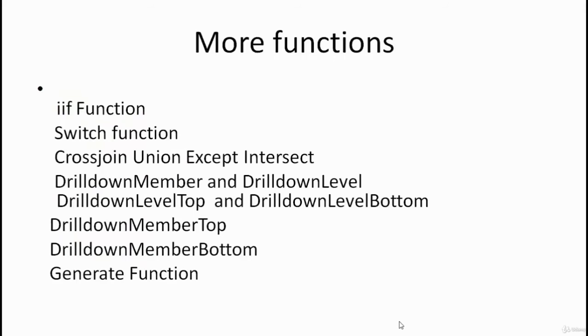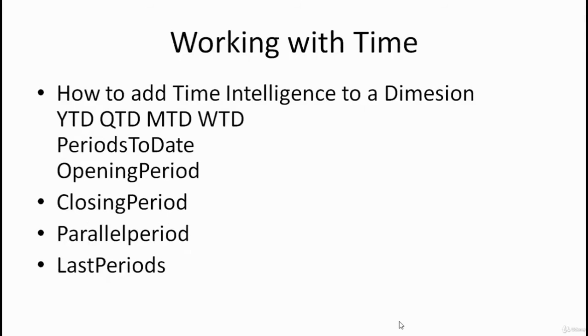Then we have more functions such as if, switch, cross join, union, except, intersect, and a lot of drill down functions. Then we have generate function. Generate function can be useful if you want to find out top 5 best selling products of every country. I will also work with time situations. I have already given you a lot of business scenarios where I have used the time. For example, I want to find out the sales of first 6 months. I want to compare current month sale with the last 3 months sales. I want to compare first 6 months of the current year with the first 6 months of the last year.